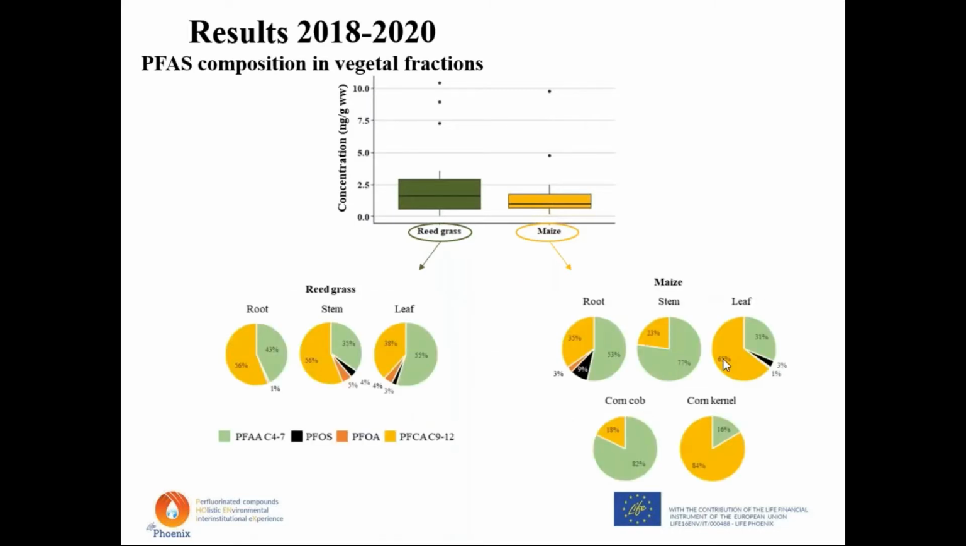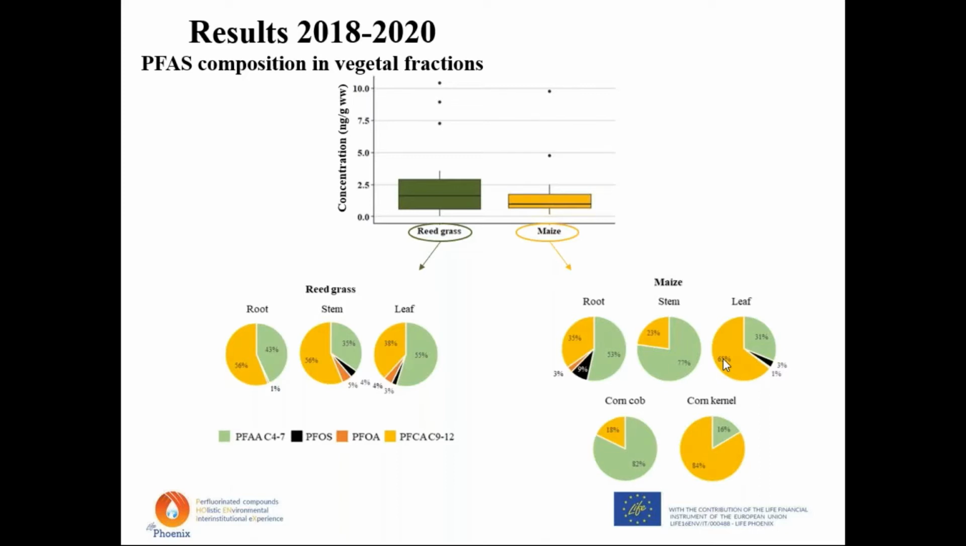About PFAS composition, another important result has been observed. Indeed, root and stem of reed grass were mainly contaminated by long-chain PFAS, while reed grass leaves were mainly polluted by short-chain PFAS. On the contrary, in maize, root and stem were mainly polluted by short-chain PFAS, while leaves were mainly polluted by long-chain PFAS.